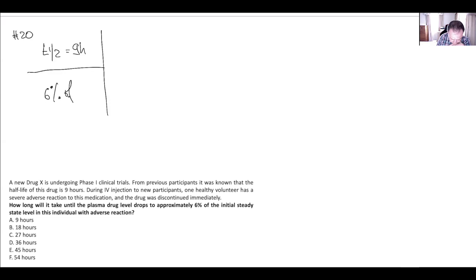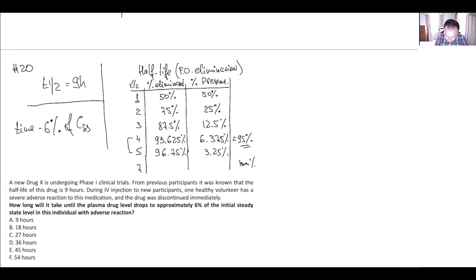6% of steady state level. So time. Did you remember this table? 6% of initial steady state level corresponds to 4 half-lives. We need to multiply 9 hours by 4 half-lives, and we get 36 hours.